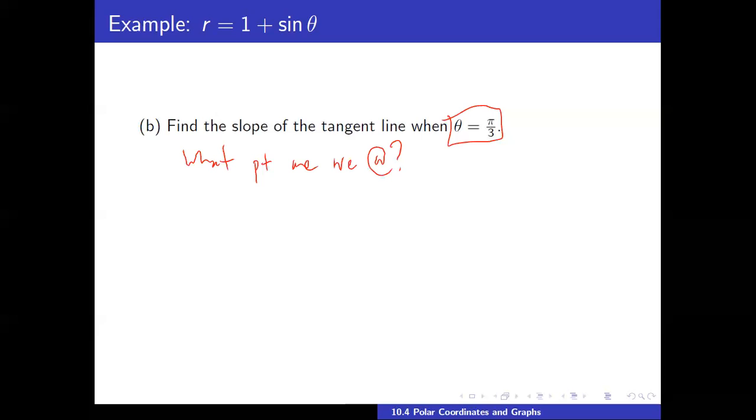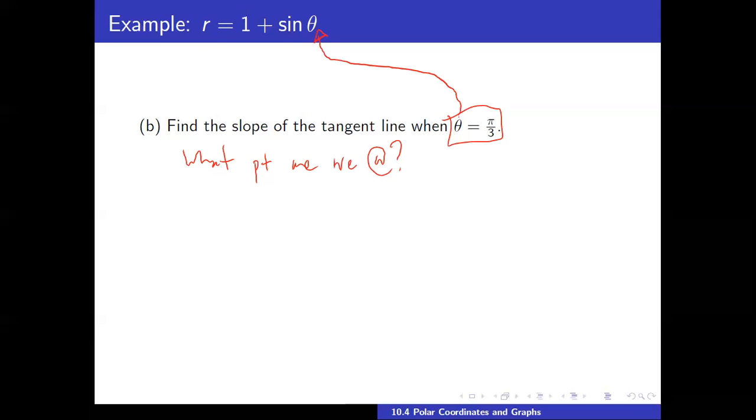Well, I would have to plug theta equal to pi over 3 in for theta. Guys, if you're ill-equipped to deal with trig functions and remember some basic values for them, this is where we need to shore up some of that understanding. We need to quickly be able to compute things like sine of pi over 3. What is sine of pi over 3? Radical 3 over 2. That's right.